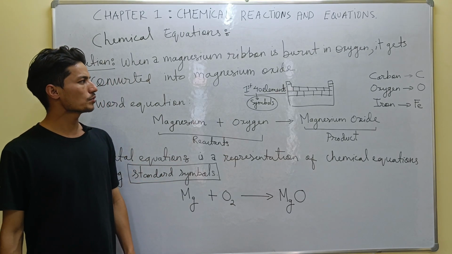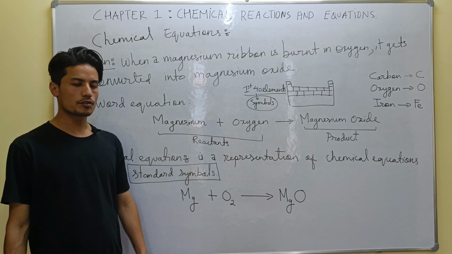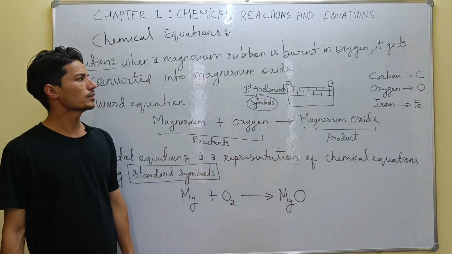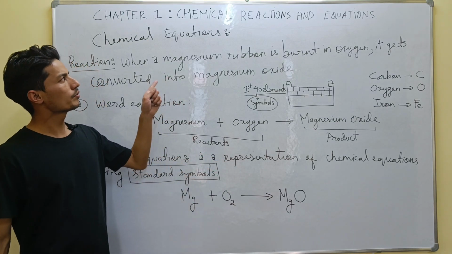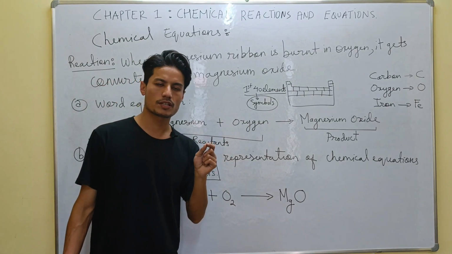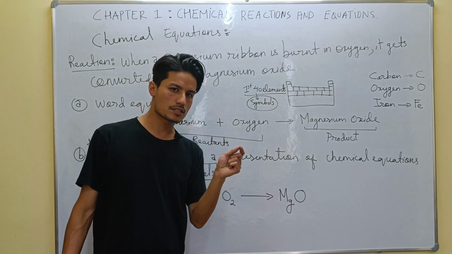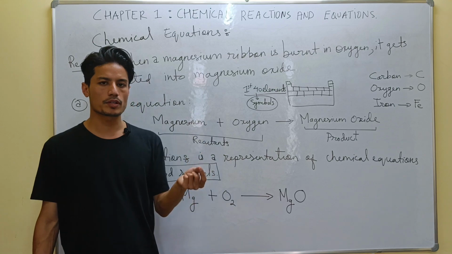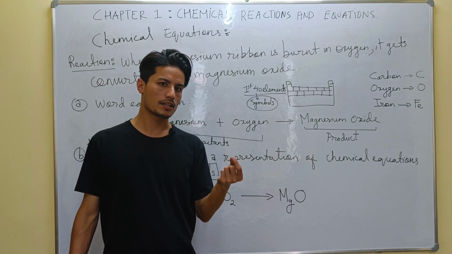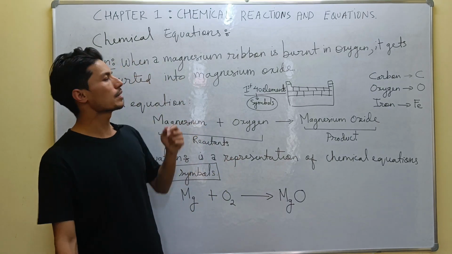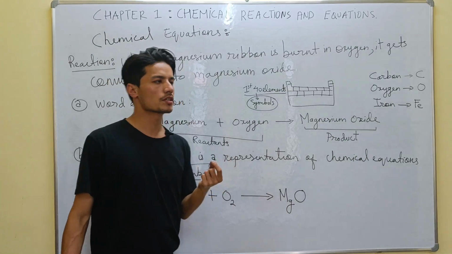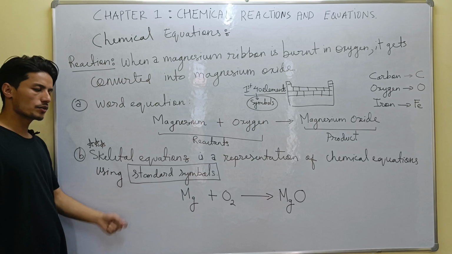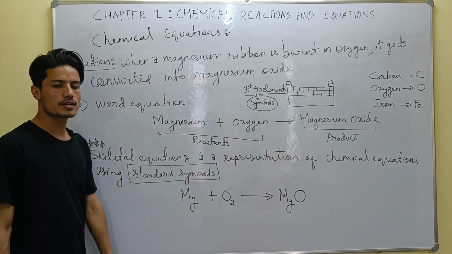All right, so basically in today's class we will end from here. Let us take a quick summary of what we have learned. We have learned what a chemical reaction is, the reactants and the products, and also how to determine whether a chemical reaction has taken place or not. And finally we were discussing chemical equations. The two techniques here are word equation and skeletal equation. Our primary focus will be skeletal equation.